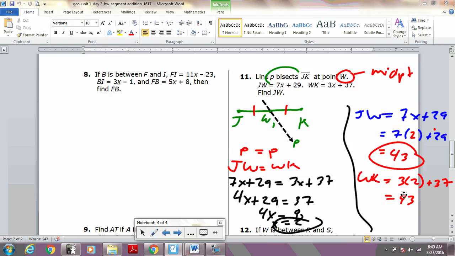And anytime you have a midpoint question, you should probably do that to check that you've solved correctly. And we could have even checked it before when it wasn't a midpoint question, just to make sure everything was as it should.